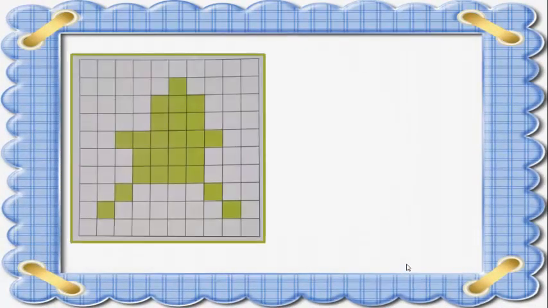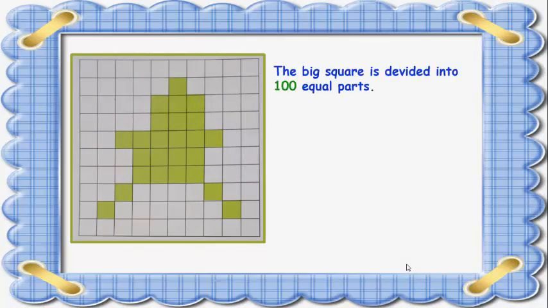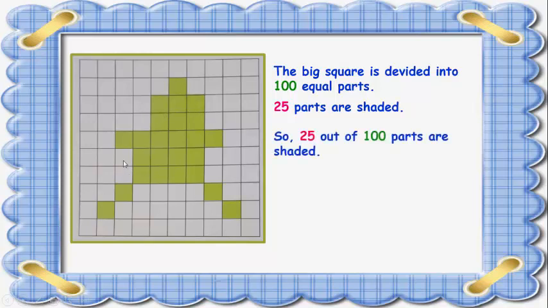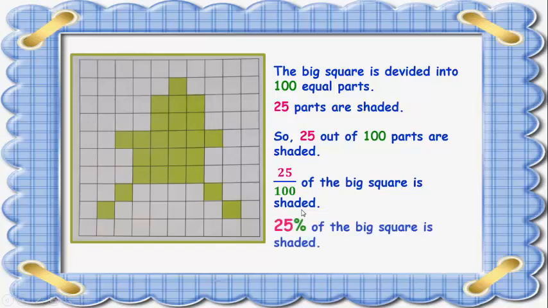Look at the picture. The big square is divided into 100 equal parts. 25 parts are shaded. So, 25 out of 100 parts are shaded. 25/100 of the big square is shaded. 25% of the big square is shaded.